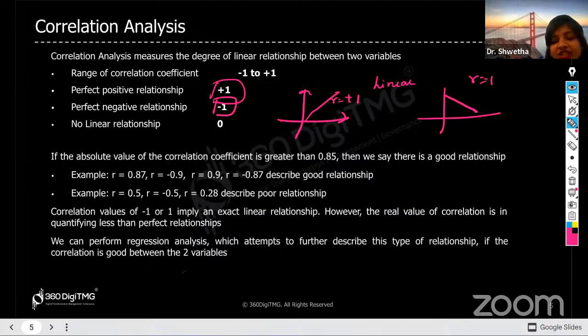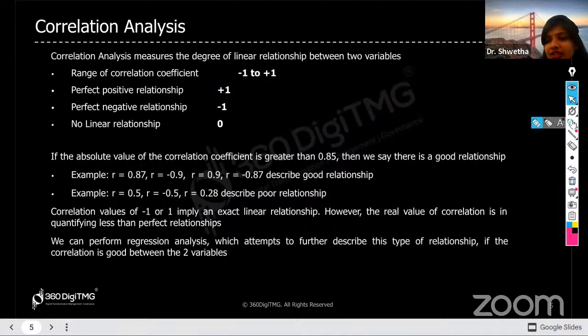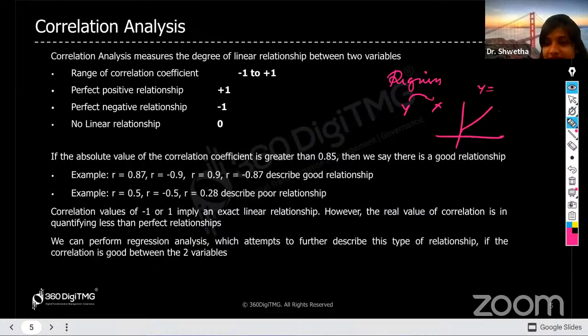We can perform regression analysis, which attempts to further describe the type of relationship if the correlation is good between the two variables. Why are we studying all this? Why scatter plots? Why correlation? Because in regression, we are trying to see how y is changing with respect to x. If there is any correlation between these two, and mainly if the correlation is linear, then we will fit this into the equation of a straight line and try to predict the new values.